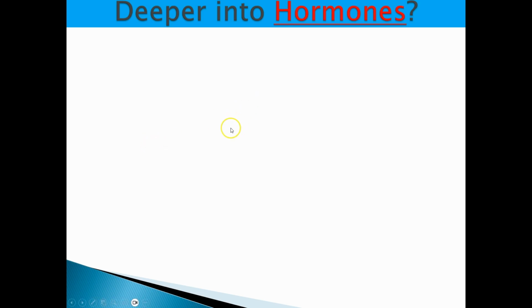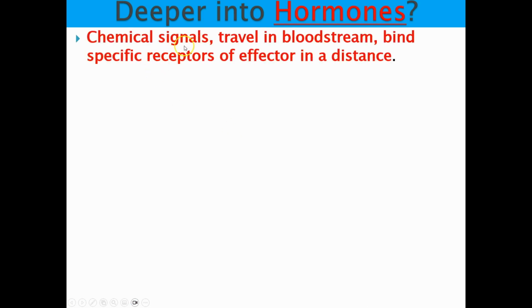All right, but when we go into hormones, understand what we're talking about: chemical signals that travel in the bloodstream that bind specific receptors of an effector at a distance. That is a really great overall definition. If it doesn't make sense to you, or if this seems like too complex of a definition, that's because I've used literally all of the key terms: bloodstream, receptor, effector, and distance, all in one definition.